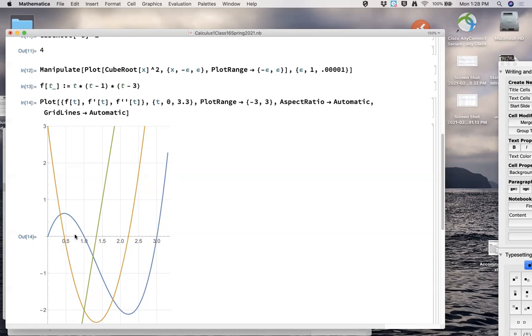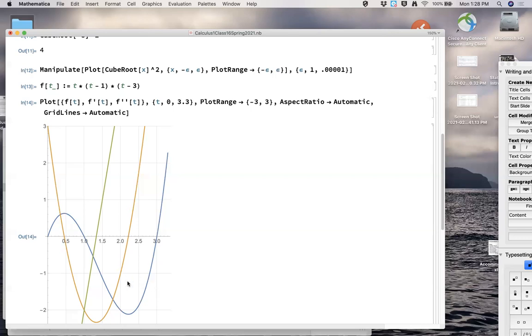The horizontal axis is right here. When the orangish graph is below the axis there, f prime is negative. The blue graph is decreasing. Then f prime becomes positive as x increases through about 2.21 or so, it looks like. That's when f prime changes from negative to positive, and therefore the graph of f changes from decreasing to increasing.